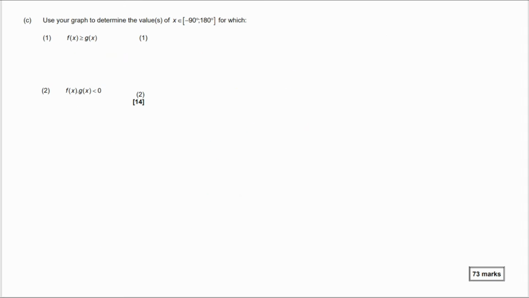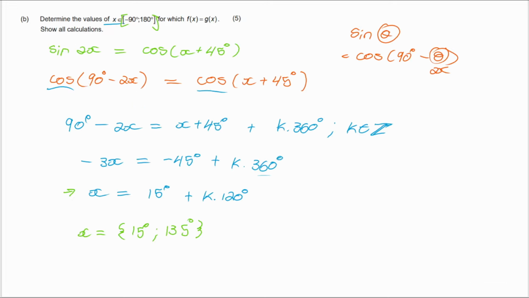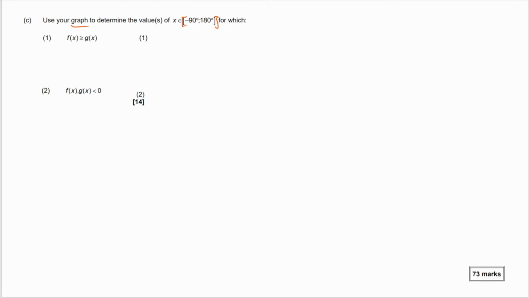Now they say use your graph. So we have to use a graph to determine the values of x as an element, between this range for which this is true. You can use a graph, but you can also definitely use these answers from before. So we need the sine graph above the cos graph. That's literally what this means, because this is greater than.